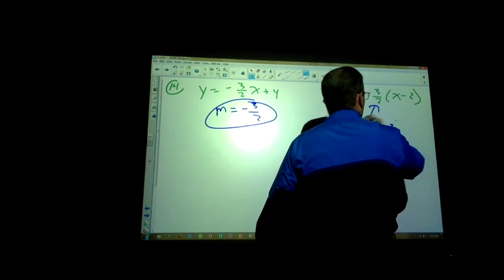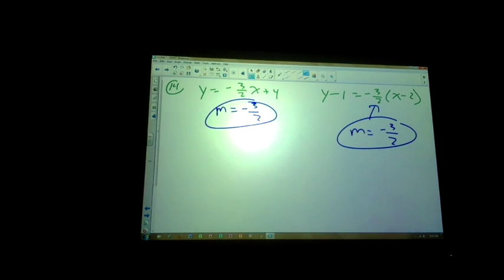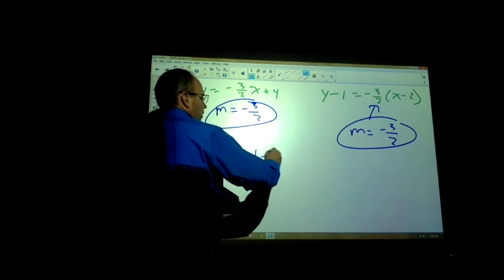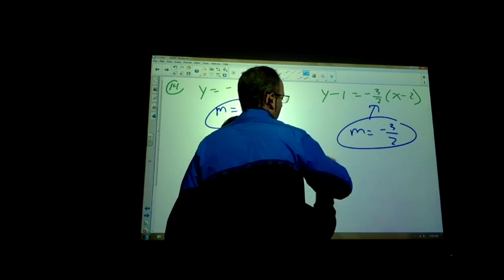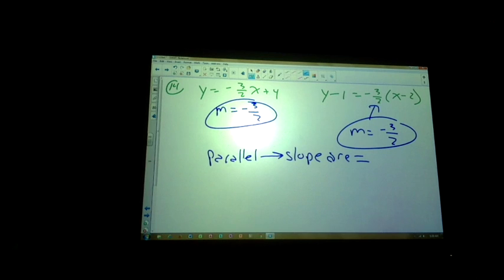Slopes are both negative 3 over 2, so are the slopes the same? If they are the same slopes, does it make them parallel? Yes. So parallel, what's the reason? The slopes are equal. Okay?